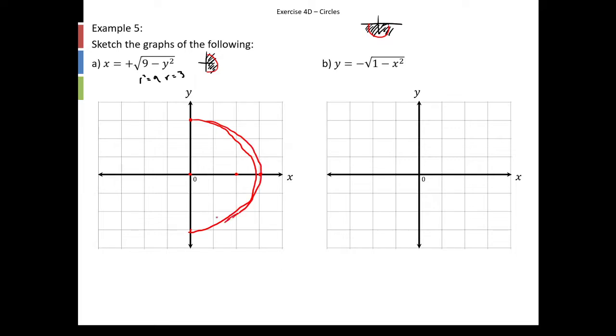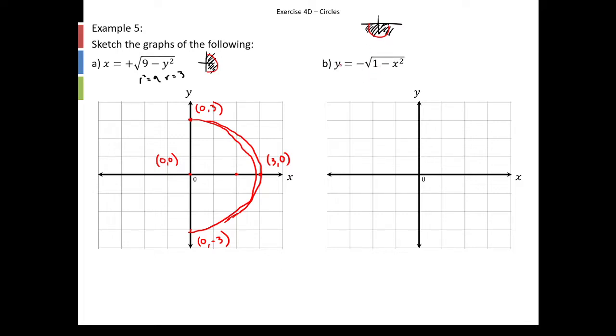And the nice thing about this is we still label our center 0, 0. Okay. And our intercepts are really quite easy: 0, 3, 3, 0, 0, 3. Same thing over here.